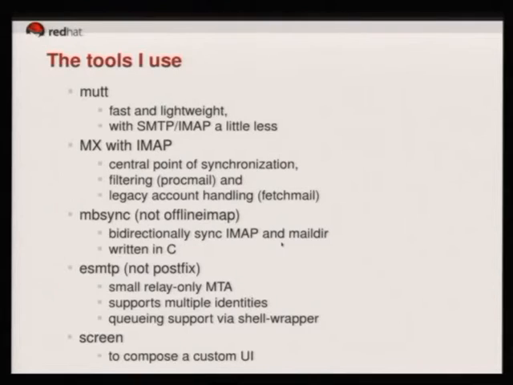I use esmtp, which is a very tiny relay-only MTA. So I can only use this for sending email. And yeah, I don't need to retrieve it because I do everything via IMAP. So I don't need to have full postfix running on my potentially 10-year-old device, which I have in private. Yeah, the only thing that I had to add was queuing support, which is there since then.